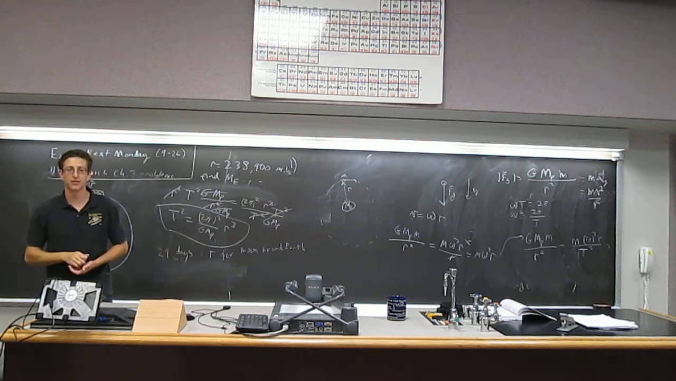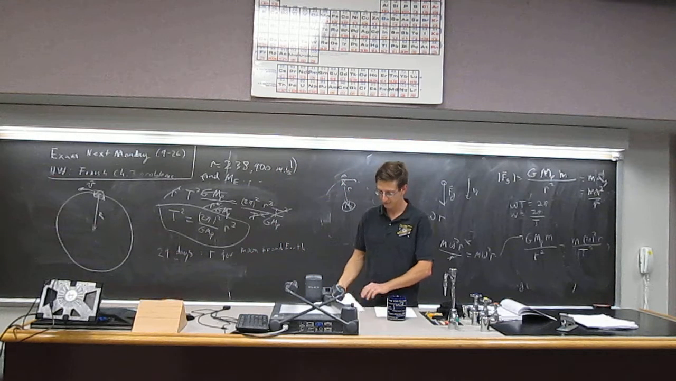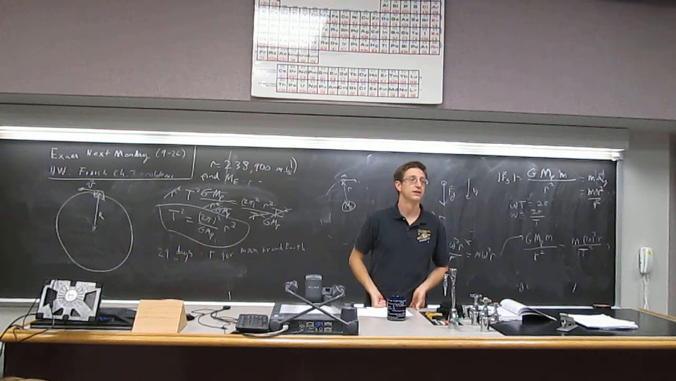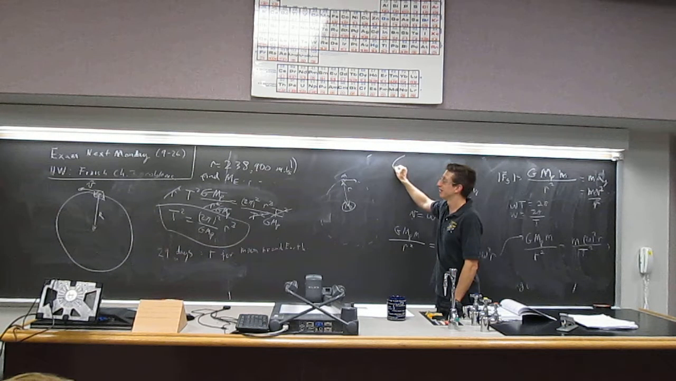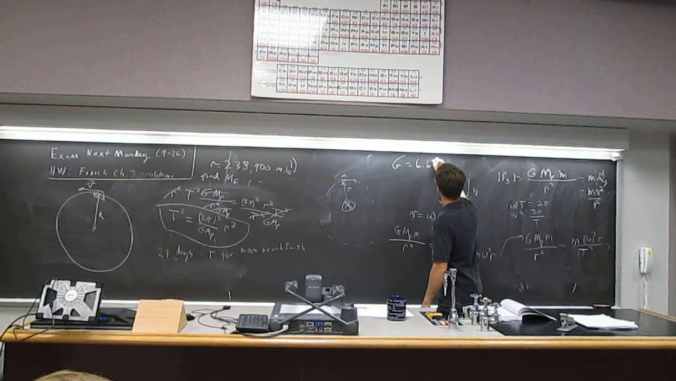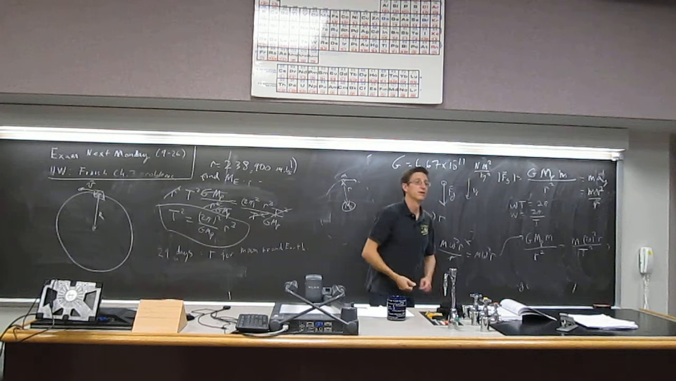Go ahead and give that a try. Can you give us big G? What's big G? 6.7 times 10 to the minus 11 newton meter squared per kilogram squared.